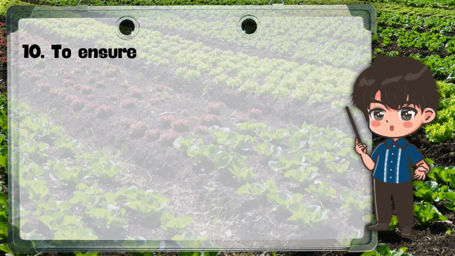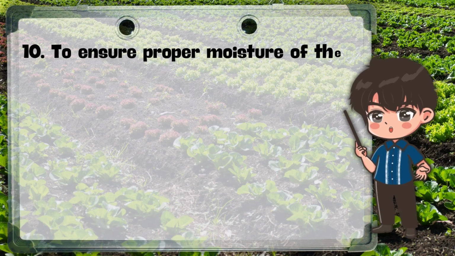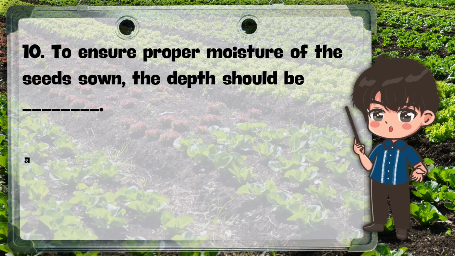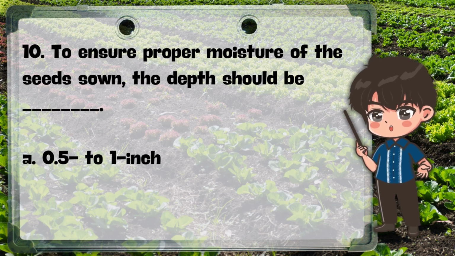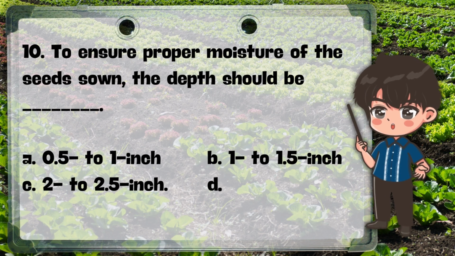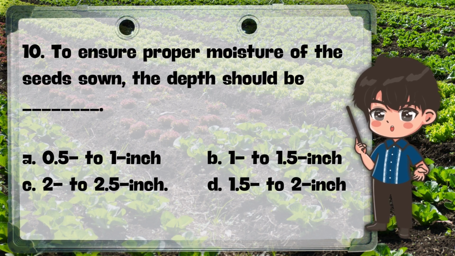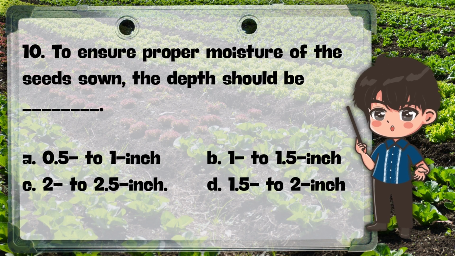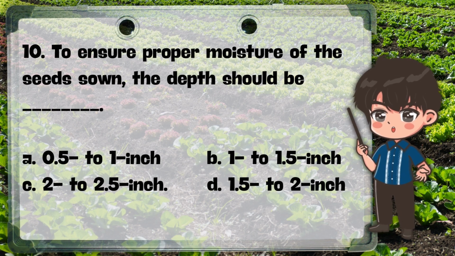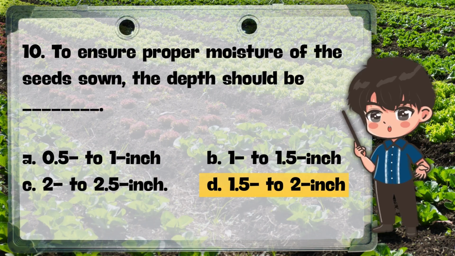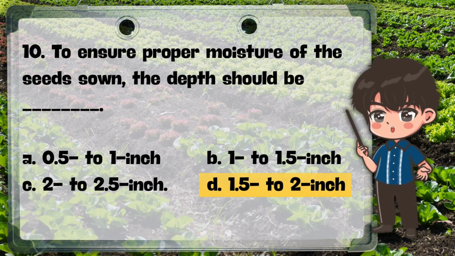Number 10. To ensure proper moisture of the seeds sown, the depth should be blank. A. 0.5 to 1 inch. B. 1 to 1.5 inch. C. 2 to 2.5 inch. D. 1.5 to 2 inch. And the correct answer is yes, very good, it is letter D, 1.5 to 2 inches.